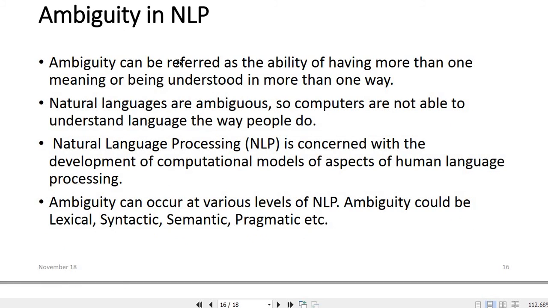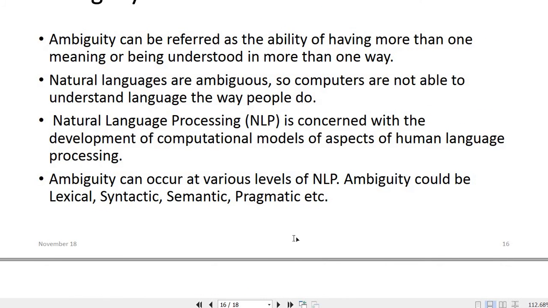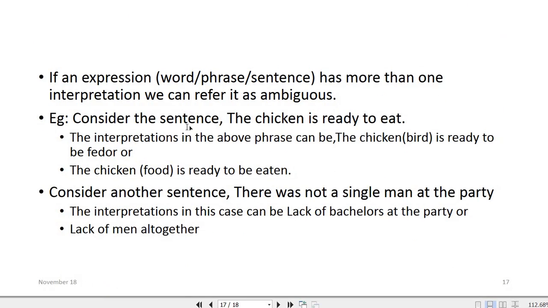So ambiguity in NLP. Ambiguity can be referred to as the ability of having more than one meaning or being understood in more than one way. So natural languages are ambiguous. So computers are not able to understand language the way people do. Yes, of course. So NLP is concerned with the development of computational models of aspects of human language processing. So ambiguity can occur at various levels of NLP. It can be lexical, syntactic, semantic, pragmatic, etc. It can be in various phases. If an expression has more than one interpretation, we can refer to it as ambiguous. Bila ada lebih daripada satu interpretation, it can be interpreted in many ways, so it is ambiguous.